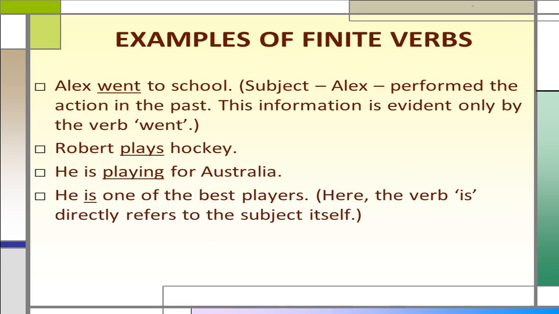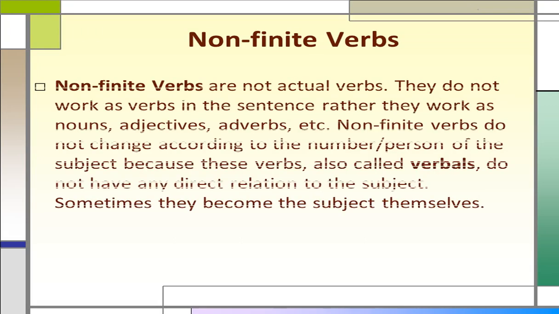Examples of finite verbs: Alex went to school. Subject Alex performed the action in the past. This information is evident only by the verb went. Robert plays hockey. He is playing for Australia. He is one of the best players. Here, the verb directly refers to the subject itself.